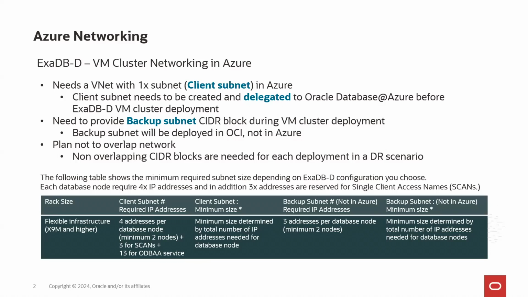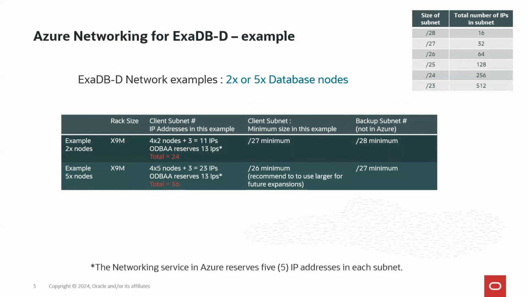When we look at the number of IPs used for this service, for each node of the cluster, we need 4 IP addresses plus 3 additional addresses which are reserved for the SCAN, the single client access names. On top of that, there are also the 5 reserved IP addresses within each subnet which Azure reserves. So when we take an example of a 2-node cluster, we need, of course, the 11 IP addresses reserved for the nodes and for the cluster itself. We need 8 IP addresses for the internal networking of the Oracle Database at Azure, and the additional 5 IP addresses for the Azure subnet networking.